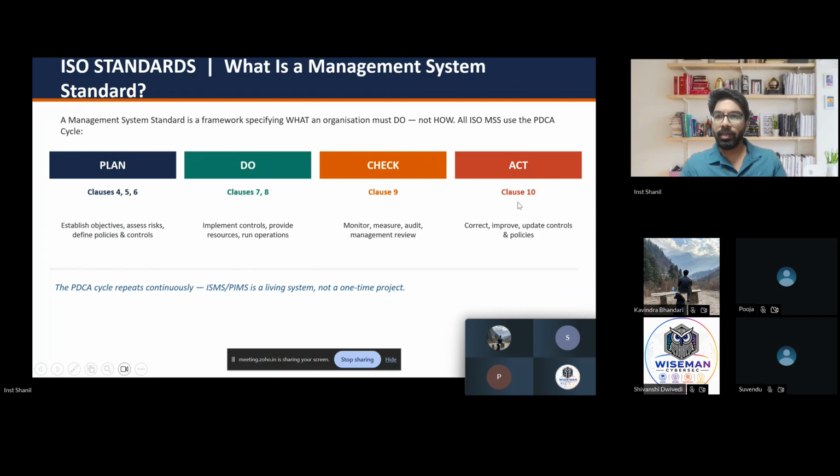Then comes the act part, clause 10. After monitoring, if you find any deficiencies or any controls which are not properly working, you need to act upon those and remediate the disconnects. So it says correct, improve, and update the controls and policies as required. The PDCA cycle repeats continuously. ISMS or PIMS is a living system, not a one-time project. So you need to continuously monitor your controls, and continuously make corrections to the controls according to the change in the environment where your company is operating. Any questions about PDCA?